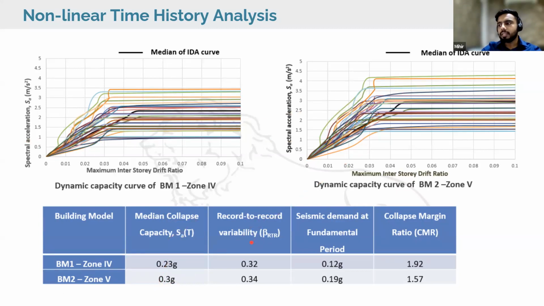So we get these curves first, and from here I get the median collapse capacity and record to record variability. So this is something which is obtained from the data that we are using, and the seismic demand at fundamental period was shown, and the collapse margin. So collapse margin ratio is nothing but the ratio of median collapse capacity and the seismic demand at fundamental period, which is this. So it gives me the collapse margin ratio, as the name suggests. If I talk more about it, how do we obtain this?